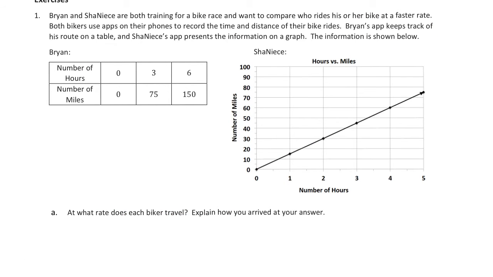In this example, we have Brian and Shanice, and they're both training for a bike race. They want to compare who rides his or her bike at a faster rate. They use bike apps to track their time and distance, but one person charts their information on a table, and that's Brian. I'll circle his stuff in black. And then Shanice, hers is on a graph.